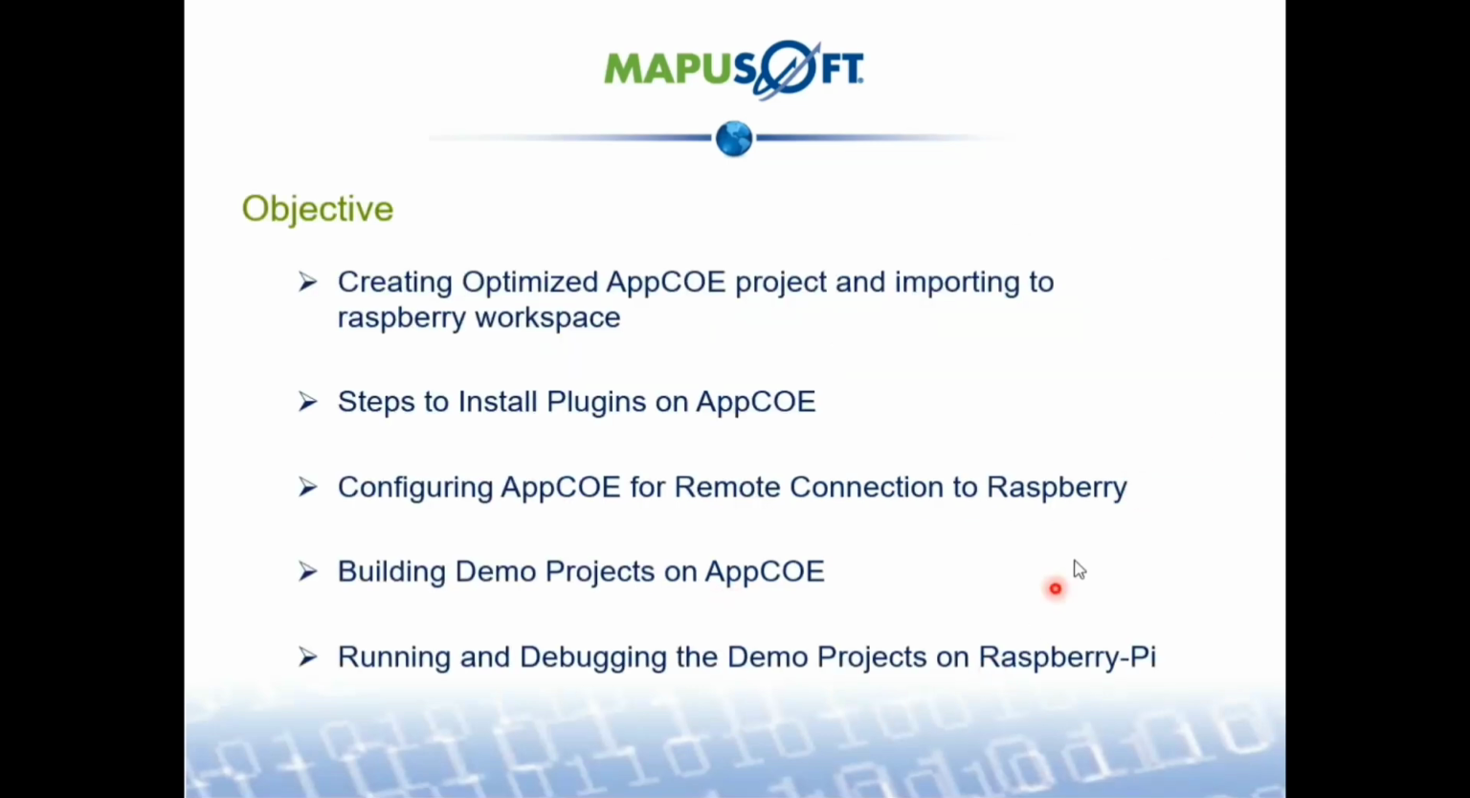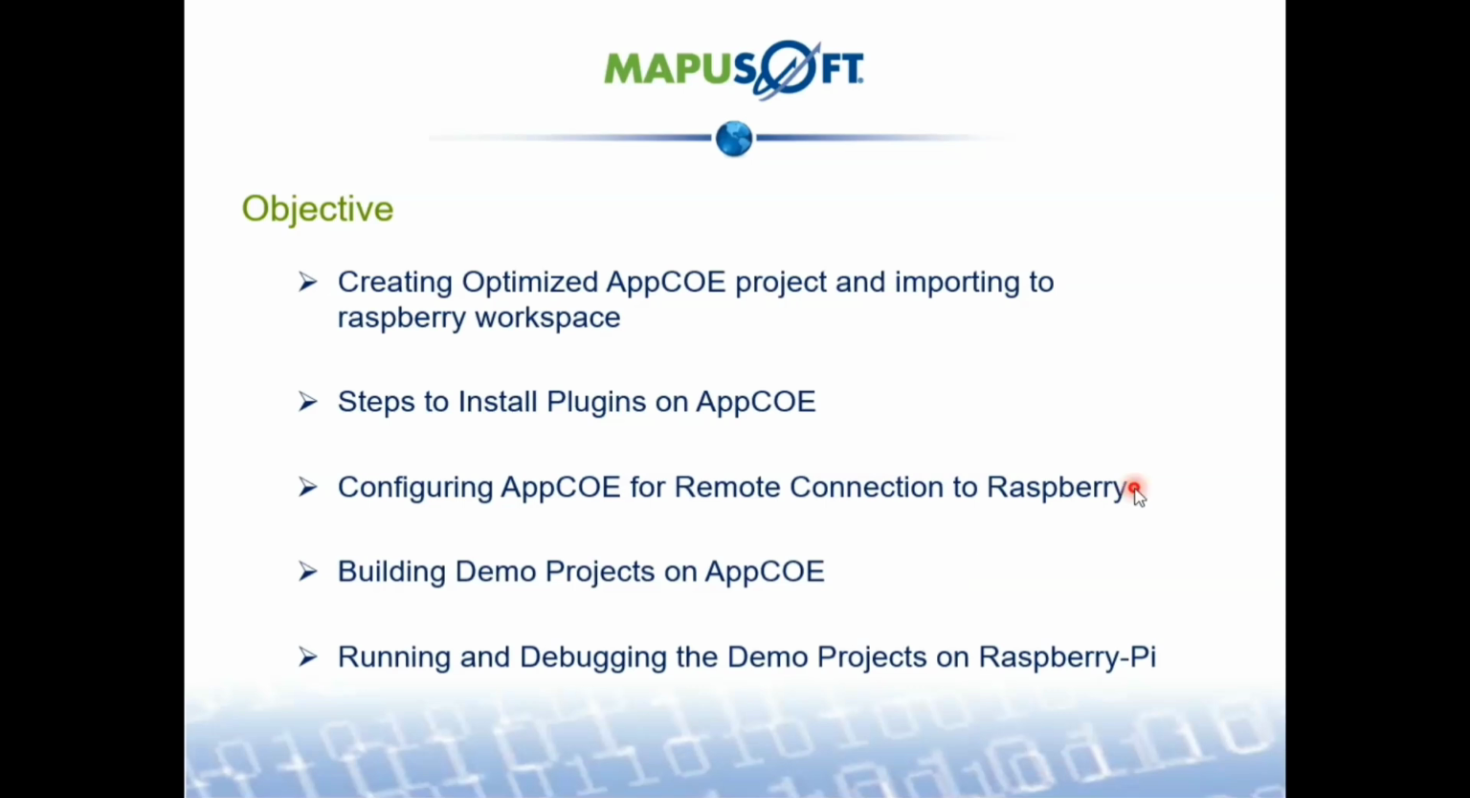Before going to see all this, make sure you install AppCOE on your system. If you don't know how to install AppCOE on your PC, just click the link I shared here to install AppCOE on your Windows machine. Just watch the AppCOE installation video so that you get to know how to install it.